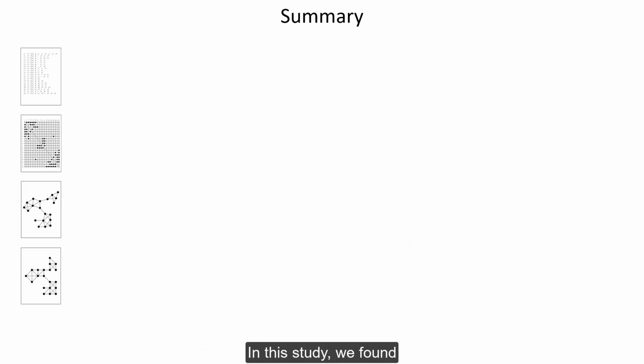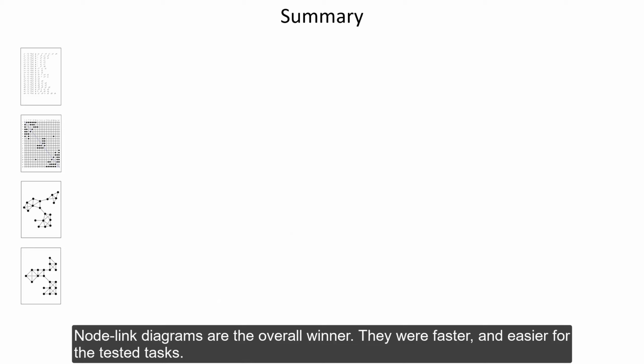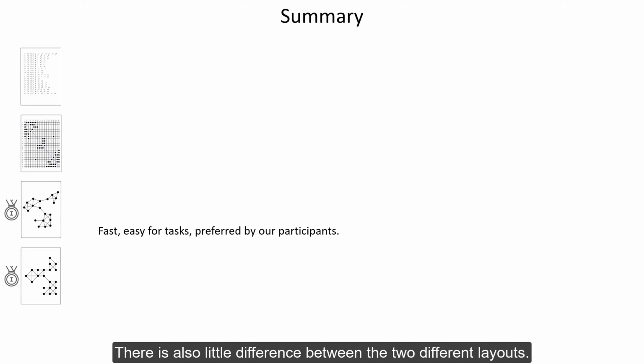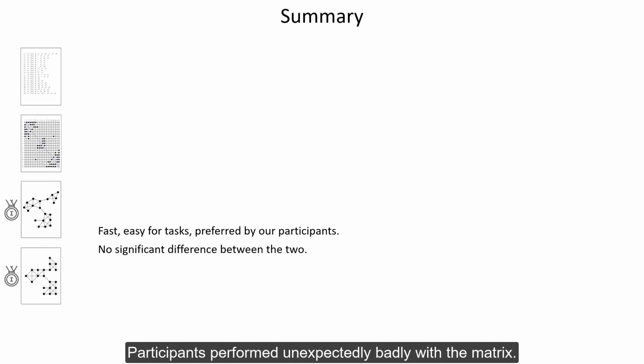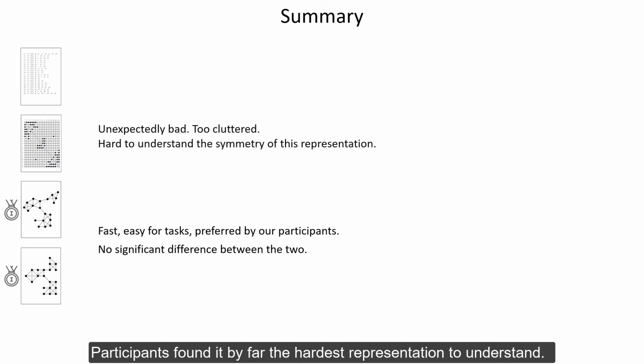In this study, we found node-link diagrams are the overall winner. They were faster and easier for the tested tasks. There is also little difference between the two different layouts. Participants performed unexpectedly badly with the matrix. Participants found it by far the hardest representation to understand.